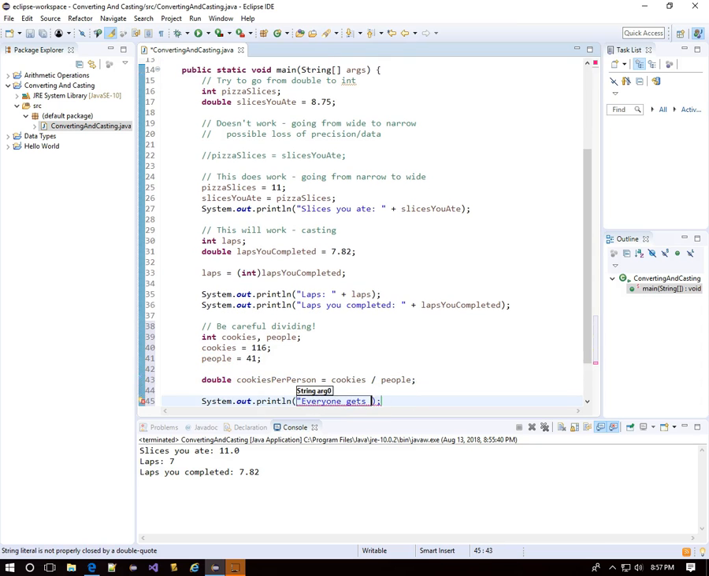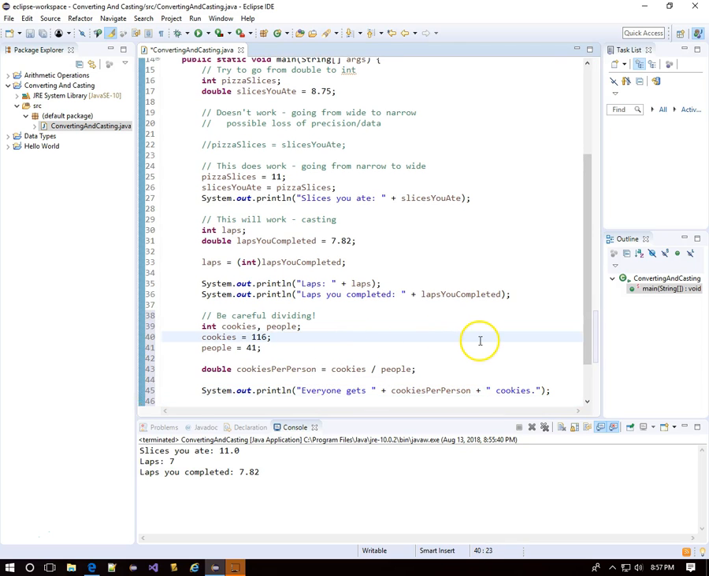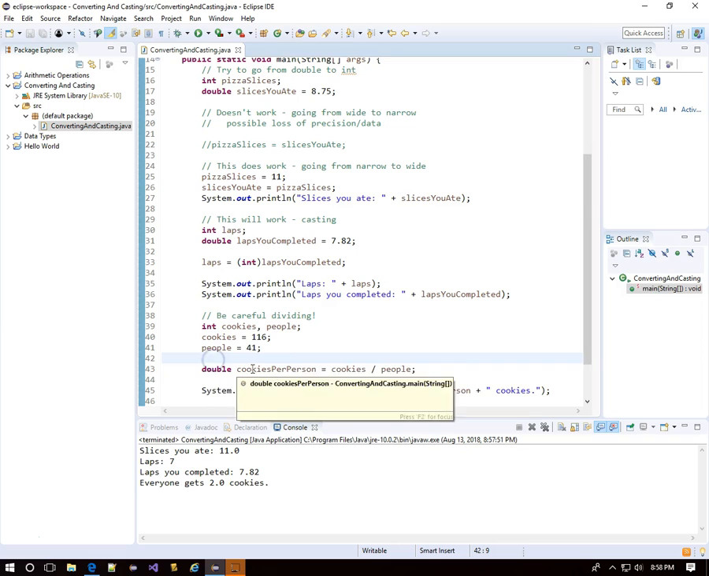Remembering what we learned in a previous video, you've probably got a good idea what we're going to get for an answer. Go ahead and guess, and we'll run it and find out. Everybody gets 2.0 cookies. 41 goes into 116 two times. That's what happens when you divide integers. All you get is the integer result.